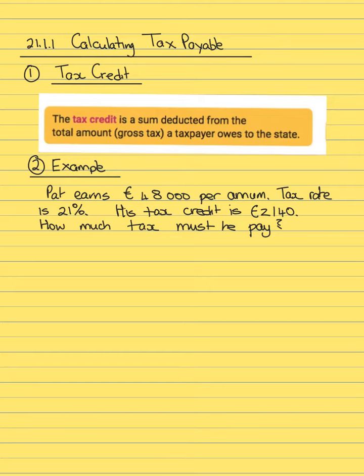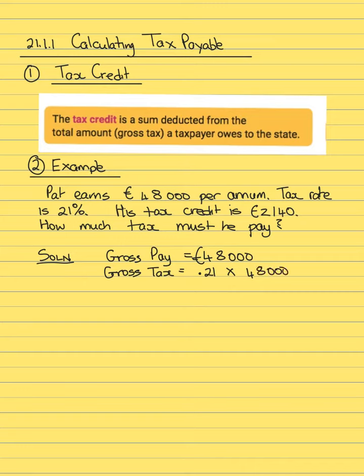First of all, we see that his gross pay is $48,000. And then we work out his gross tax. That's 21% or 0.21 of, which is multiply, 0.21 multiplied by 48,000. And that gives us $10,080. That's his gross tax.